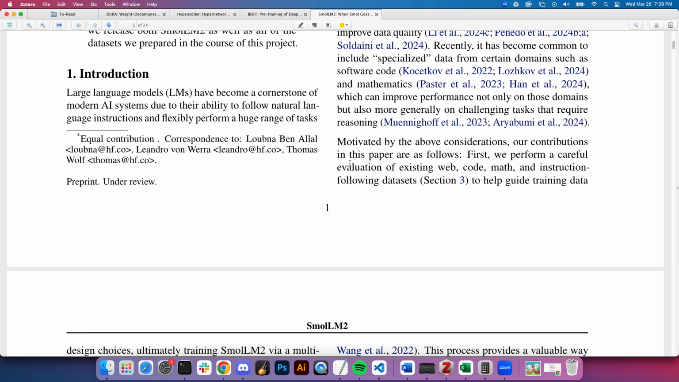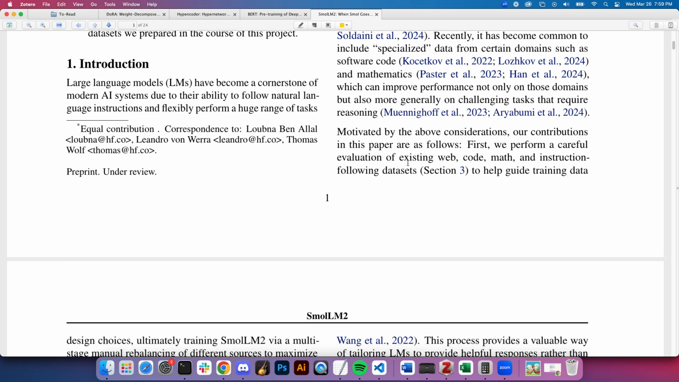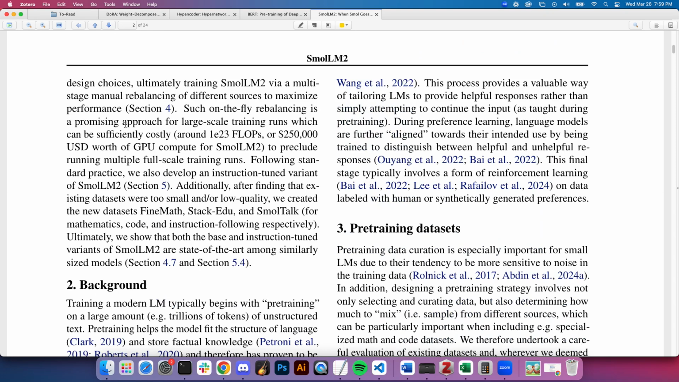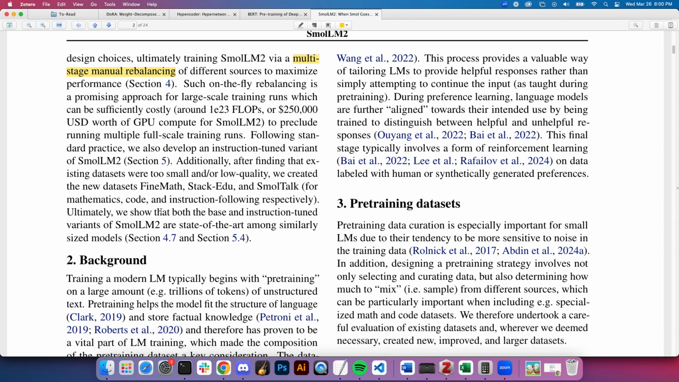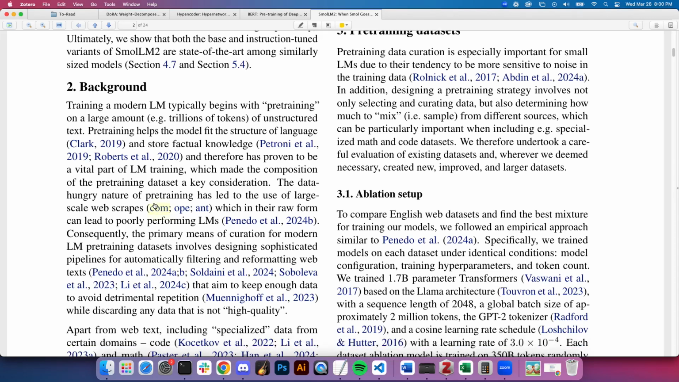Okay, so they evaluate existing data sets and they do this multi-stage manual rebalancing. So that's, again, just a recurring concept that I want to understand. And 1e23 FLOPs or $250,000 of GPU compute, which is still crazy big, but relatively speaking, not expensive. They also do an instruction-tuned variant, and they create new data sets. And these things are state of the art. Okay, cool. They talk about pre-training.